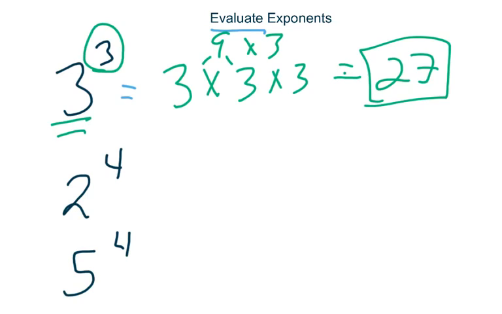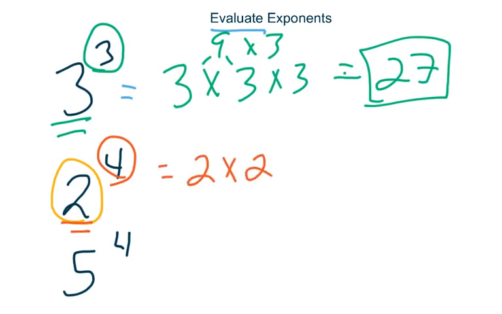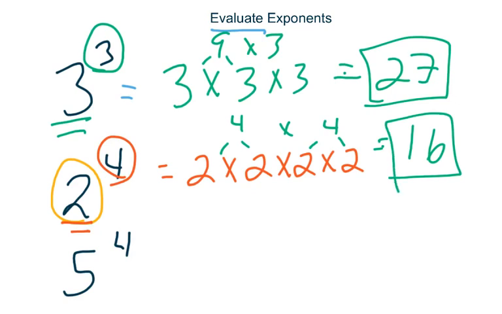Next one, our base number is 2. The base is 2, and we have a power of 4. So we're going to write the 2 4 times. So this one's going to give us 2 times 2 times 2 times 2. Now 2 times 2 gives us 4. 2 times 2 gives us 4. And then we can multiply that together, and that gives us 16. Nice thing about multiplication is it doesn't matter what order you multiply stuff in as long as you multiply it out.